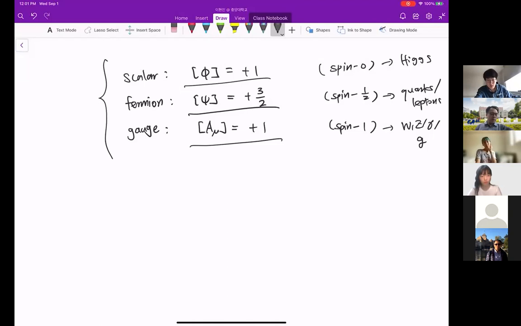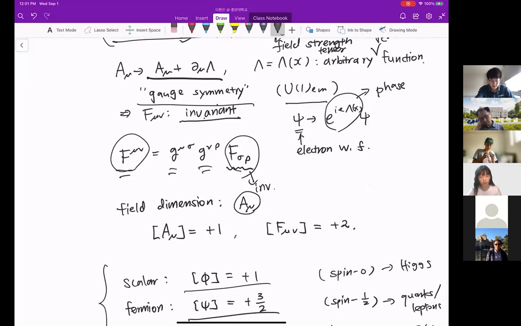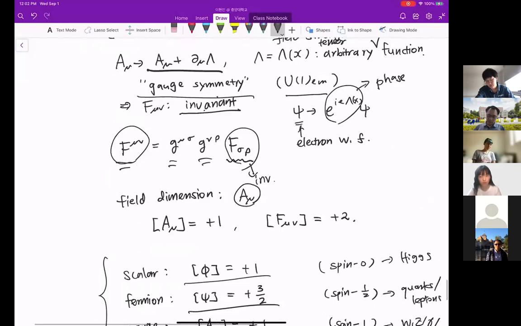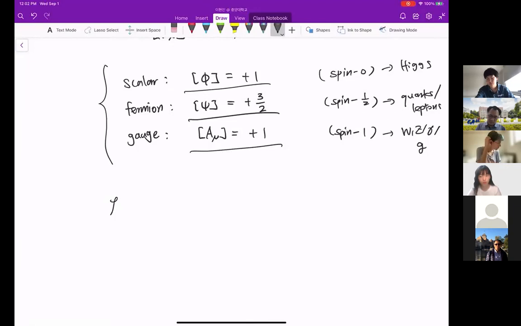Okay, actually, yeah, you have a question? I'm sorry. Yes, I also have a question. You said W and Z bosons are also spin one particles, but you also said that if we add a mass term to them, then the Lagrangian would not be gauge invariant. Then how could we describe their Lagrangian?